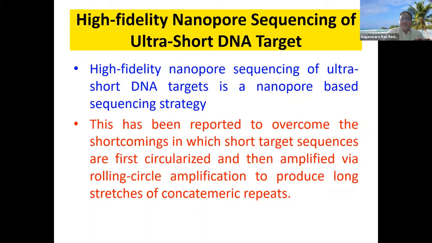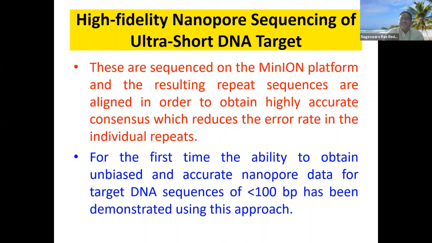This is the approach which was followed. First thing is we take your DNA, we amplify the DNA via rolling circle amplification. Then we make repeats. These repeats are loaded to the MinION platform machine, and there it sequences and gives you data which is less than 100 base pairs and more accurate than the previous one. This is about high fidelity nanopore sequencing of ultra short DNA targets. Now we have a second approach.